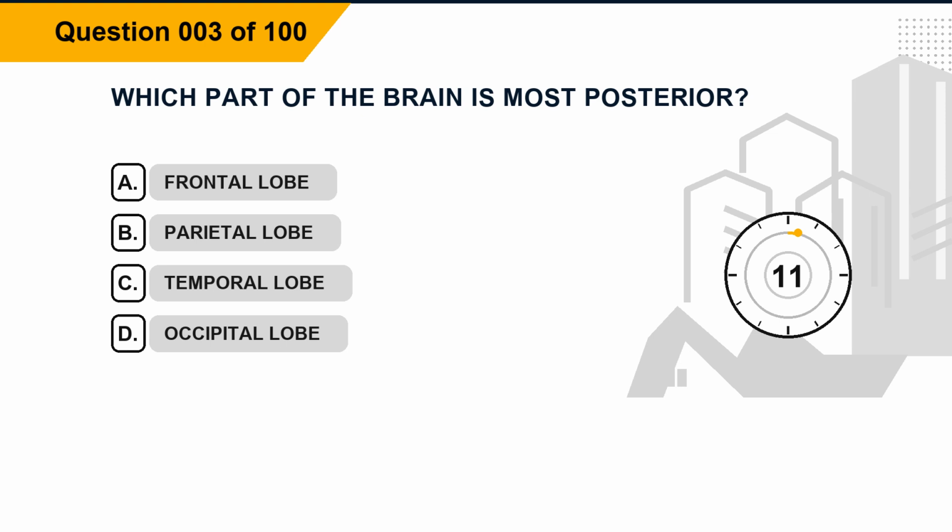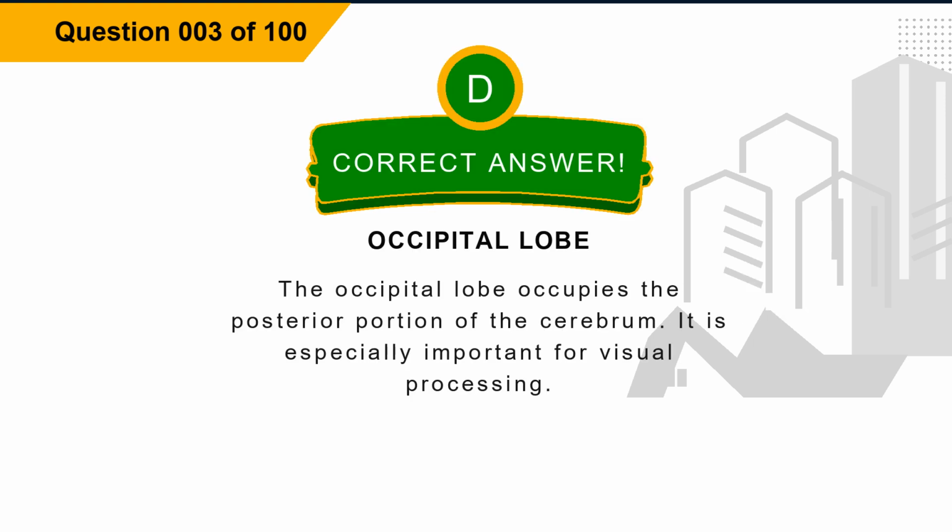Question 3. Which part of the brain is most posterior? Option A, frontal lobe. Option B, parietal lobe. Option C, temporal lobe. Option D, occipital lobe. The correct answer is option D, occipital lobe. Explanation. The occipital lobe occupies the posterior portion of the cerebrum. It is especially important for visual processing.